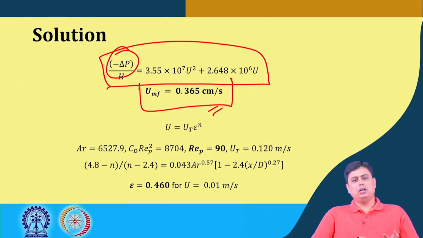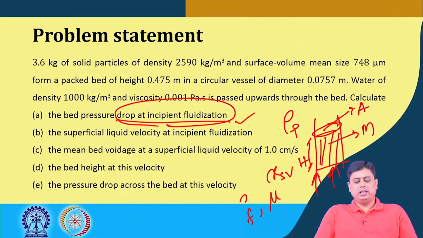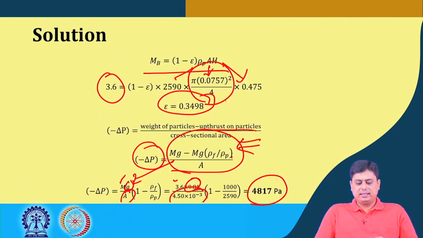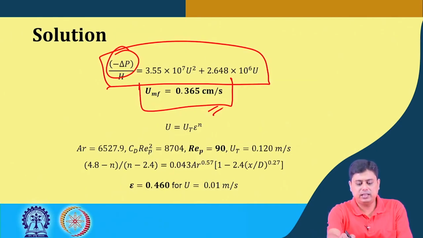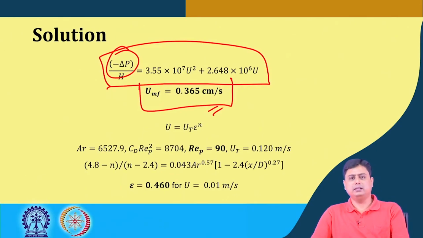So, first of all, to know the incipient fluidization pressure drop, we have equated the apparent weight of the particle with the pressure drop. Using that pressure drop, applying the Ergun equation, we now find out the superficial velocity at that incipient fluidization condition. These are the first two parts of this problem. So here we can see that it is 0.365 centimeter per second.